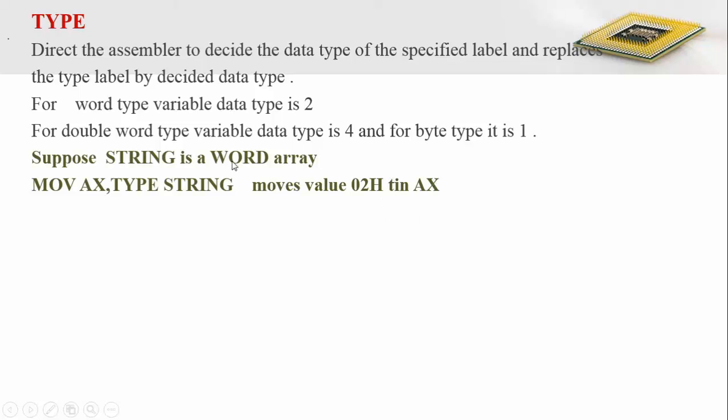Suppose this string is a byte array, then after executing move ax comma type string, ax is loaded with the type value 1. Suppose the string is a double word array, then the type loaded into the ax register is 4.